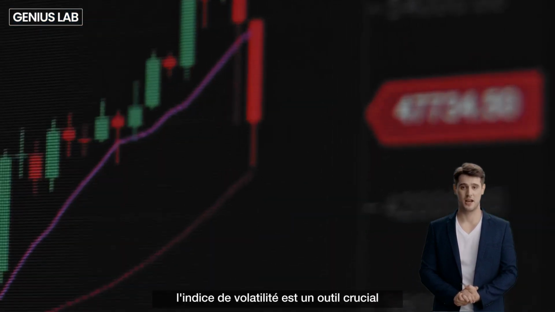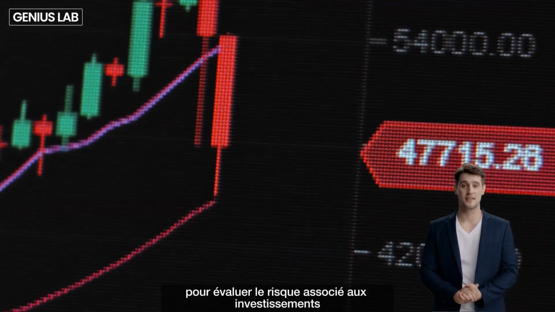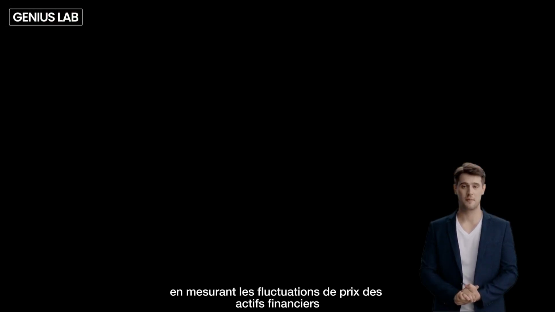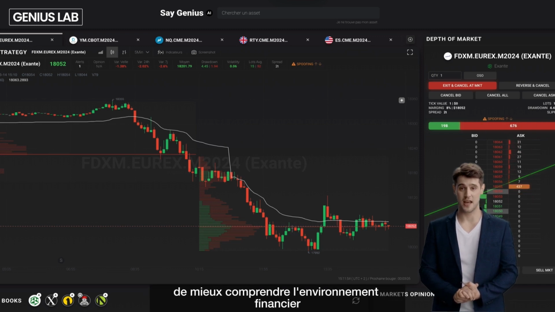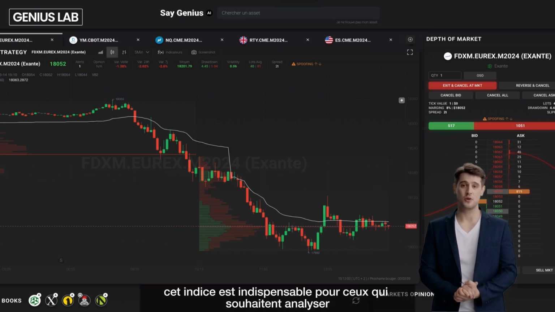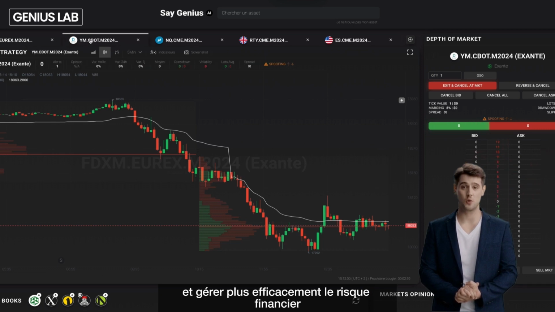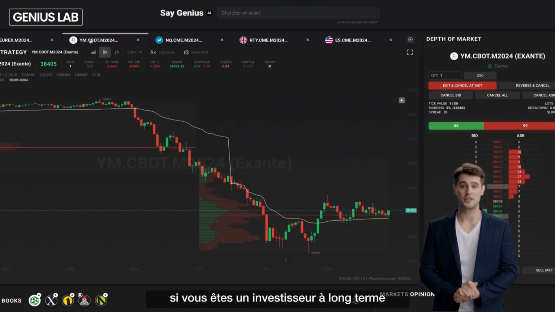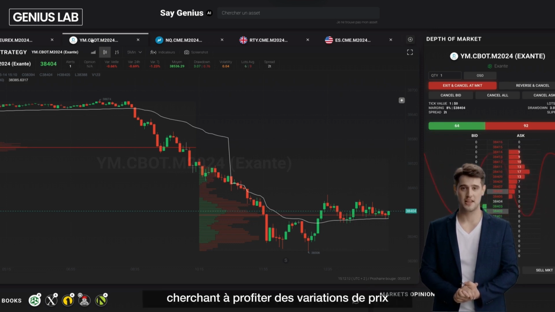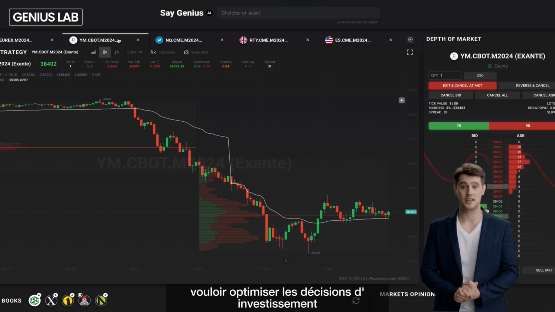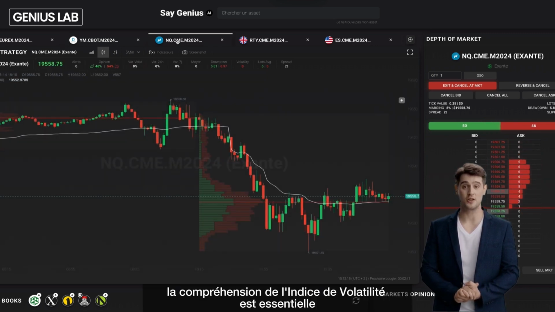Explanation: the Volatility Index is a crucial tool for assessing the risk associated with investments, by measuring the price fluctuations of financial assets. It enables investors and traders to better understand the financial environment and adjust their strategies accordingly. This index is essential for those who wish to analyze and manage financial risk more effectively. Whether you are a long-term investor looking to minimize risks, an active trader looking to profit from price variations, or an experienced professional wanting to optimize investment decisions, understanding the Volatility Index is essential.